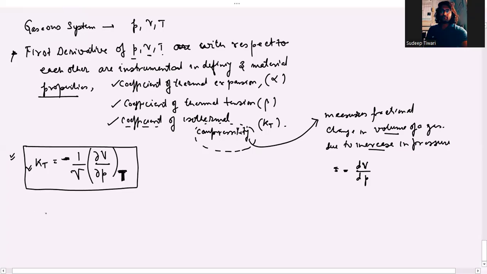How is alpha defined? Alpha, which is your coefficient of thermal expansion, is defined as 1 upon V, del V upon del T at constant pressure, if I'm not wrong. Please check all these terms, and if I'm wrong, please do tell me. The other one is 1 upon P, del P upon del T, at constant volume.